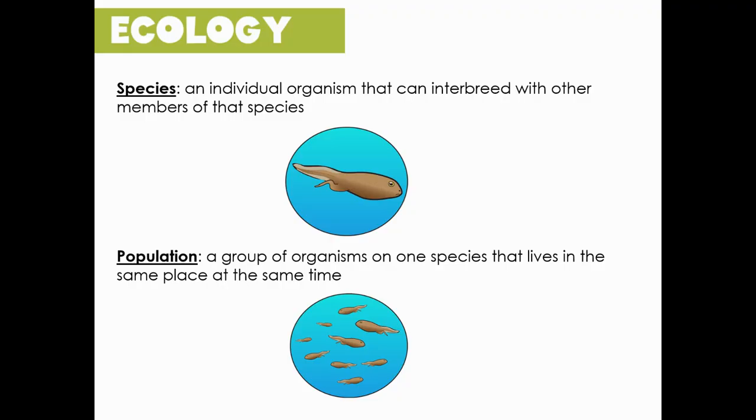So first, a species is an individual organism that can interbreed with others. What this means is that members of the same species can mate and produce what's called fertile offspring. Populations: this is a group of organisms of one species that lives together in the same place at the same time.